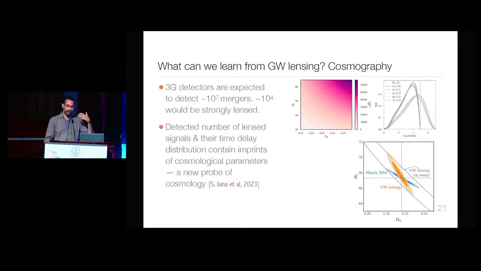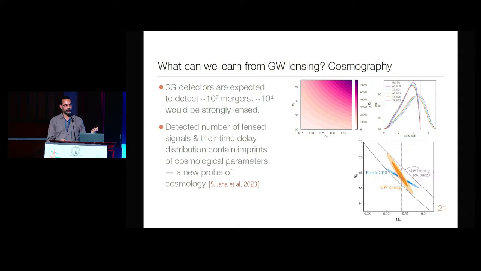And also, with the next generation of detectors, we will be detecting millions of gravitational wave events in a decade or so. And even a small fraction is a very large number of lensed events. About tens of thousands of gravitational waves will be strongly lensed by intervening objects like galaxies and clusters. And the distribution of time delay between these lensed events will contain not only imprints of the distribution of sources and the distribution of lenses, but also the cosmological parameters.